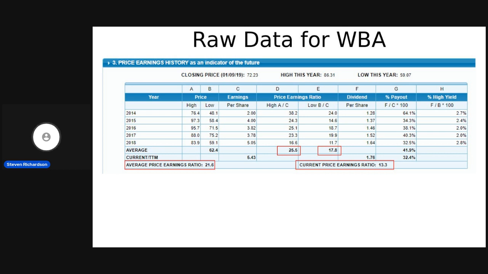And then the low average was 17.8 again, except for 2018. Everything else is, 2014 and 2015 high, and then it dips down, then it goes back up. Basically what the high did too. It was high and dipped down and went back up. So you could take 2018 out and figure your average from that. And then average price earnings ratio is taking that average high and average low and averaging it to give you 21.6. The current price earnings ratio is 13.3 right now. So that falls in line with 2018 because it started dipping down.